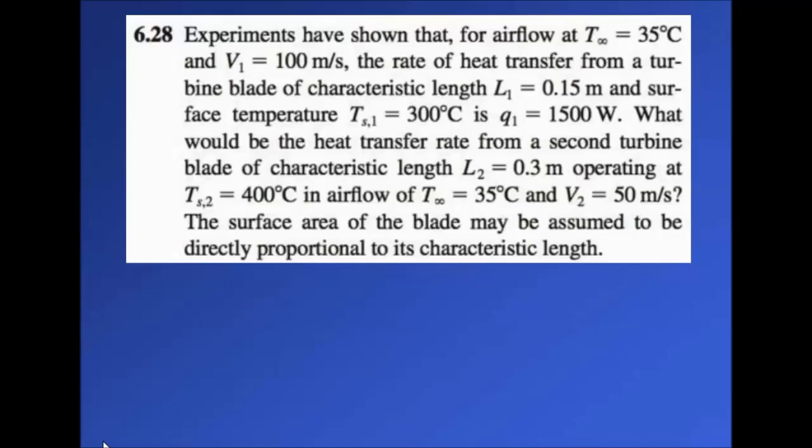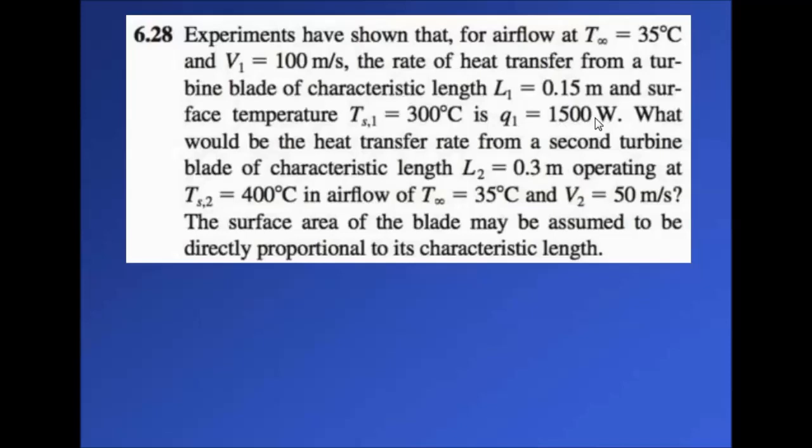For our next problem, let's take a look at 6.28 from our textbook. In this problem, experiments have shown that for airflow at a temperature of T infinity equal to 35 degrees Celsius and a velocity V1 equal to 100 meters per second, the rate of heat transfer from a turbine blade of characteristic length L1 equal to 0.15 (they actually give it to us in meters for this problem), and surrounding surface temperature T sub S1 equal to 300 degrees Celsius, is given to us as a value of Q1 of 1500 watts.